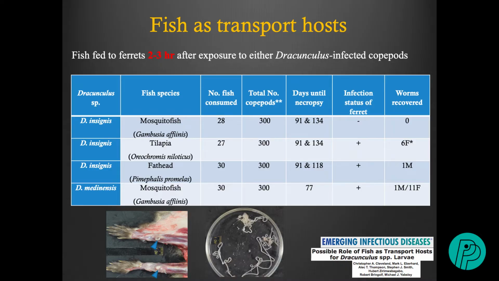So we did an experimental study to look at this. We fed fish to ferrets within 2 to 3 hours of allowing those fish to ingest Dracunculus infected copepods. And you can see on this slide, on the right-hand side, 3 out of 4 of those ferrets became infected after eating those fish. So we confirmed that, in fact, fish could serve as transport hosts.